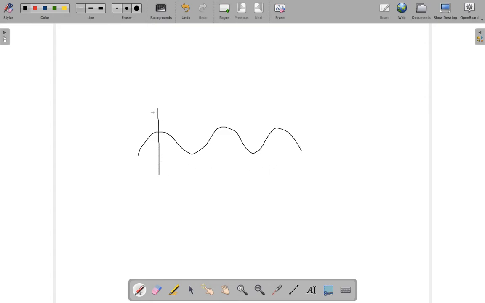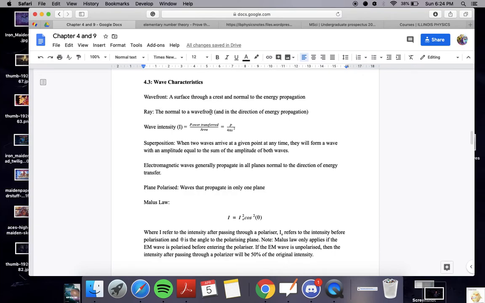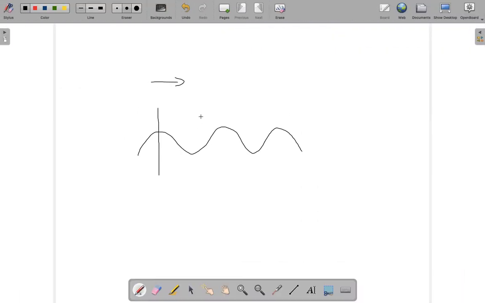this here would be a wavefront because it's perpendicular to the direction of energy transfer, which is this way, and it's a surface through the crest and it's normal to the energy transfer. So that would be called a wavefront. And a ray is something that's normal to the wavefront and in the exact same direction of energy propagation. So this would be a ray.